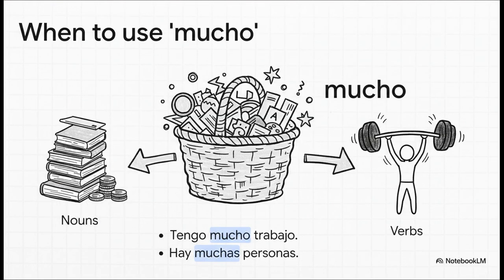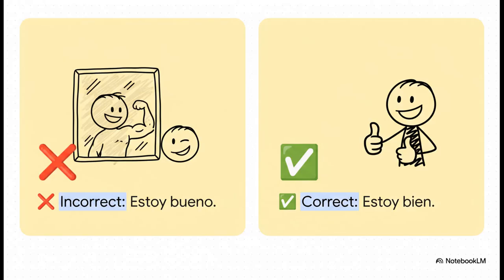And then you've got mucho. This means a lot of or much, and it hangs out with nouns and verbs. You have a lot of work, there are many people, and the key thing to remember is that it has to change to match the gender and number of the noun it's talking about. Oh, this one. This might be the first mistake every single one of us makes.